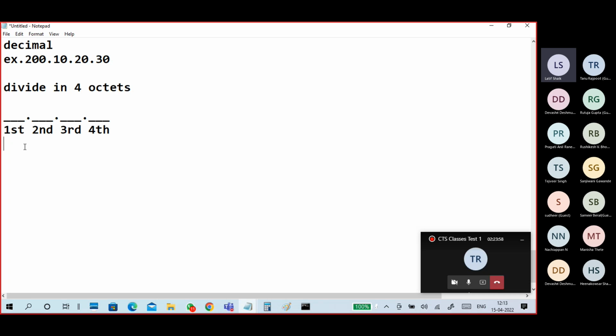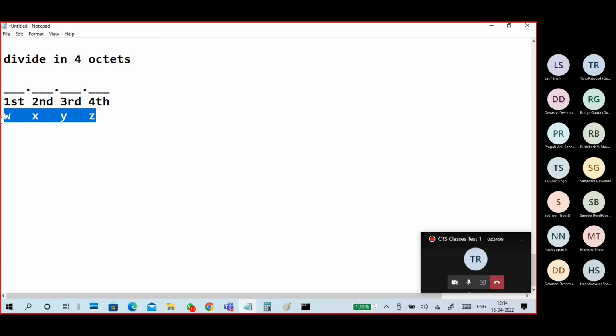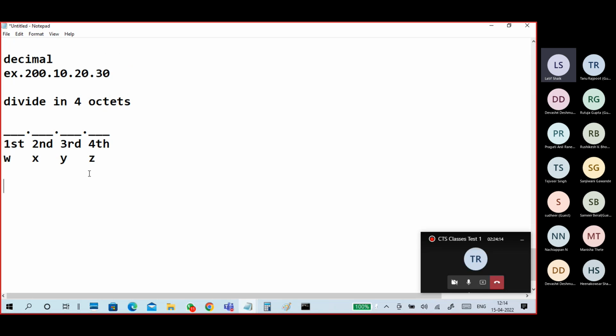Some people write them like this: W, X, Y, Z, to make it easy to understand or easy to calculate, based on their requirements. But normally we call them octets only: first octet, second octet, third octet, and they are separated with a dot.